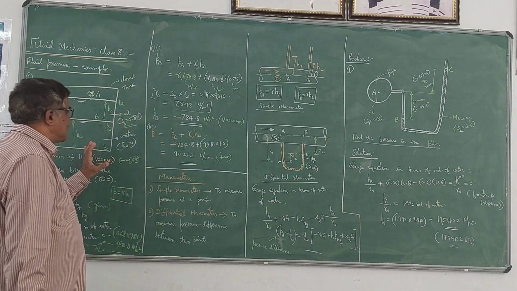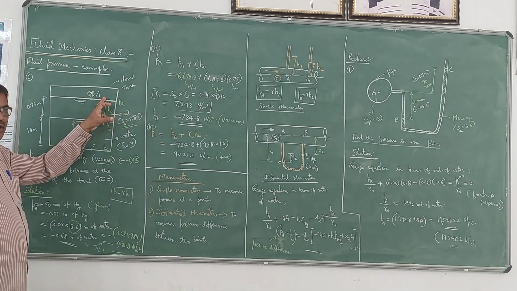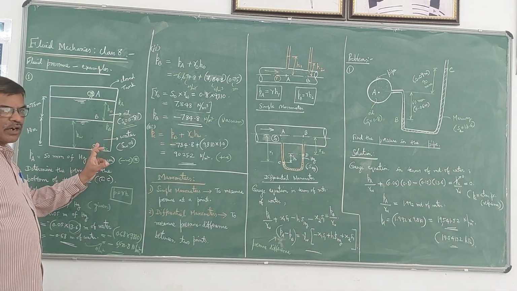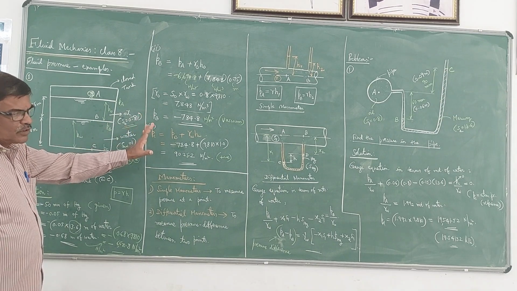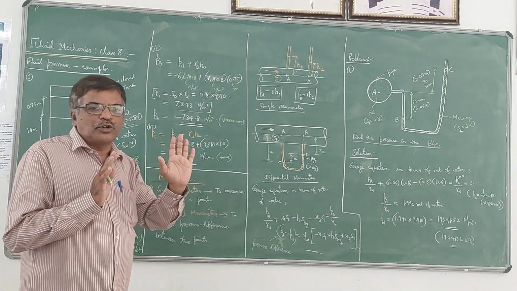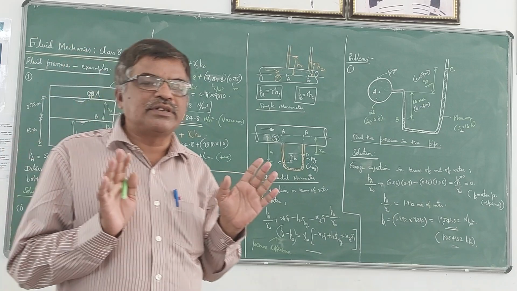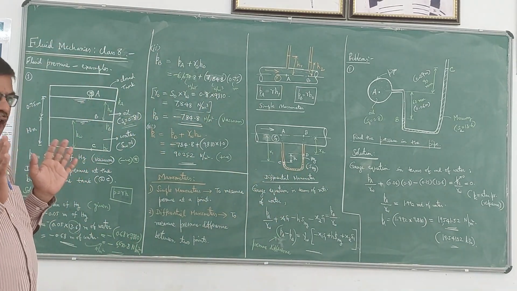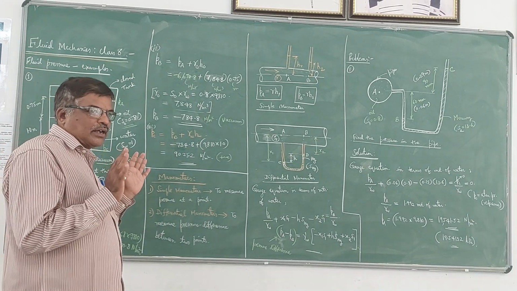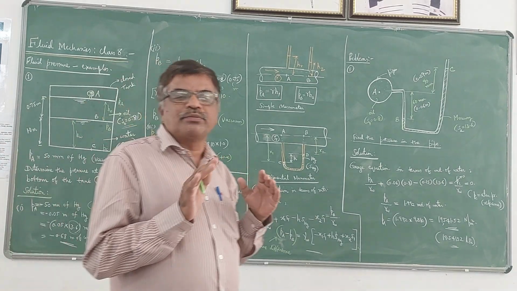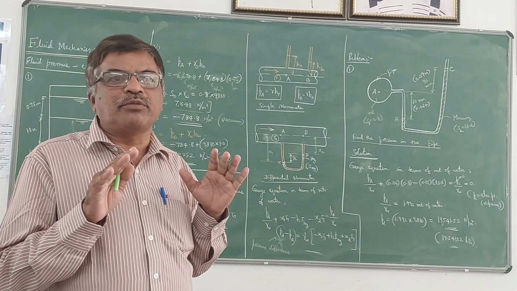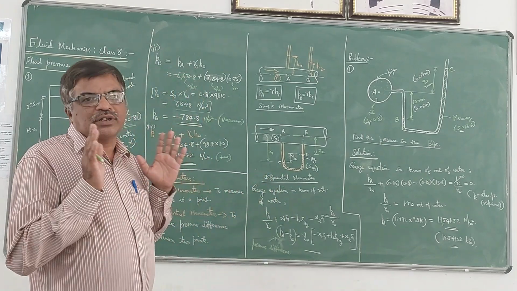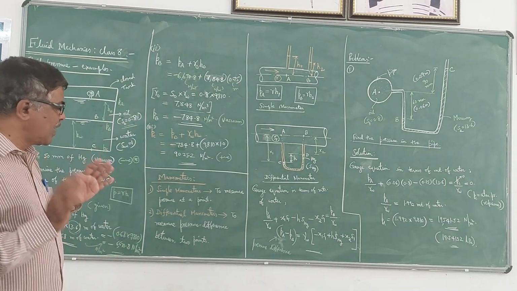So what I have done here is, mercury I have converted in terms of water, oil I have converted in terms of water, and the third one is water only. So be very careful when you are doing problems on fluid pressures which have more than one liquid. Convert all pressure values in terms of water and in the same unit, either in meters or Newton per meter square. So this concept you have to keep in mind.